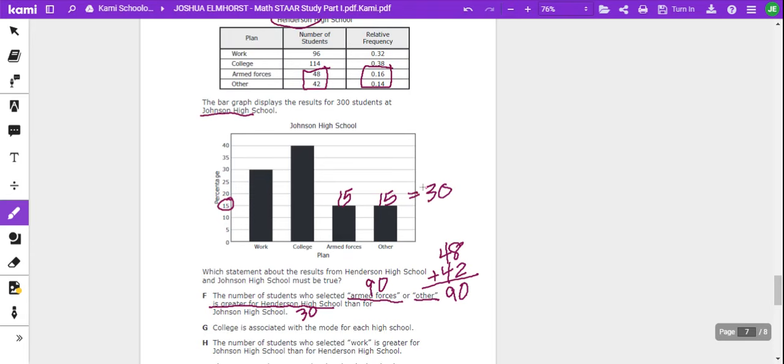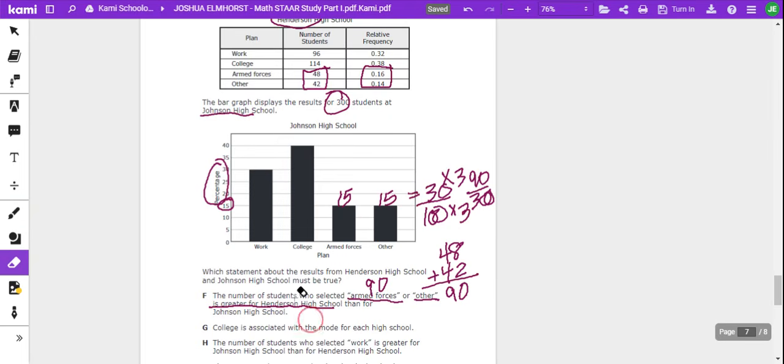Oh, these are the percentages. So I need to double check this here. So the percentages, that's 30 out of 100. In order to get 300, we're multiplying by 3. So that's 90 out of 300. Okay, that makes more sense. So this is actually equal. 90 and 90. So this one is 30%, which is 30% of 300, which is 90. The number of students who selected work is greater for Johnson High School than for Henderson High School.